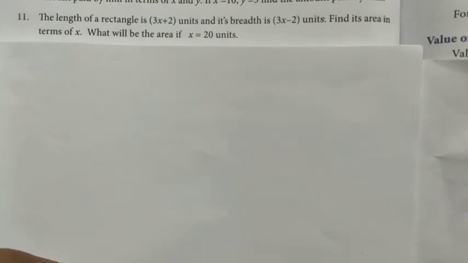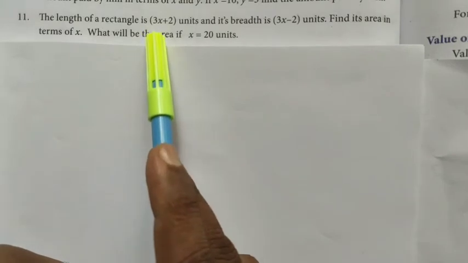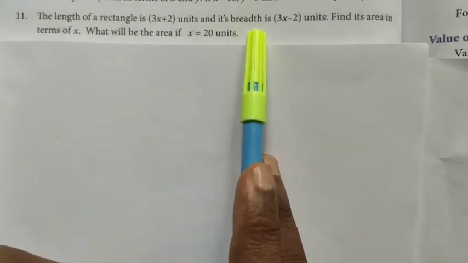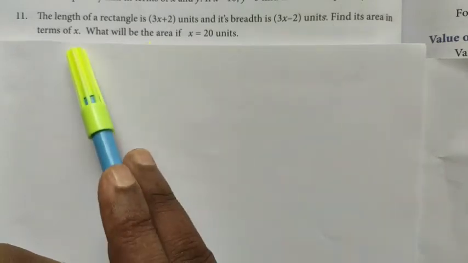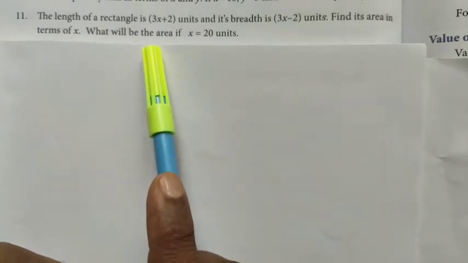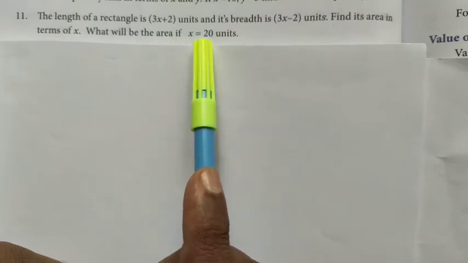Class 9, exercise number 3.1, question number 11. The length of a rectangle is given as 3x plus 2 units and its breadth is 3x minus 2 units. Find its area in terms of x. What will be the area if x is equal to 20 units?